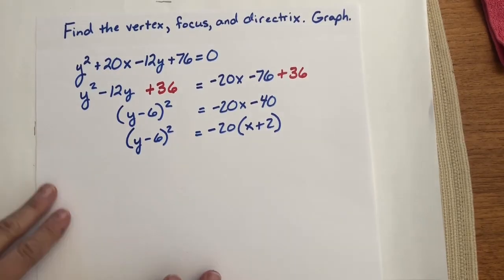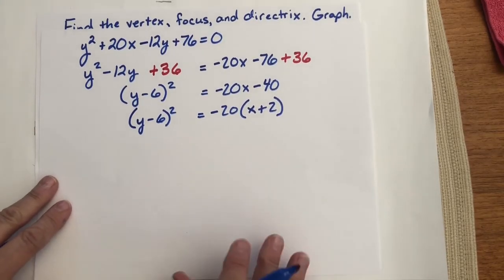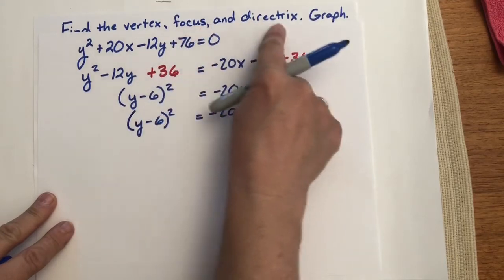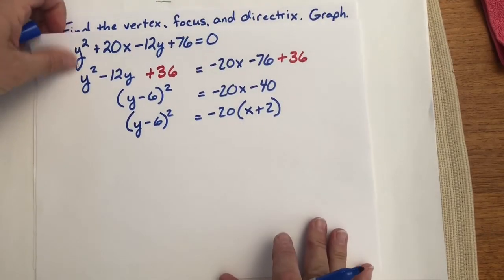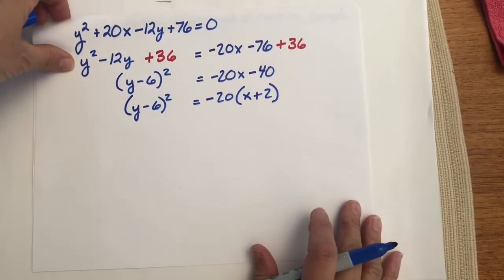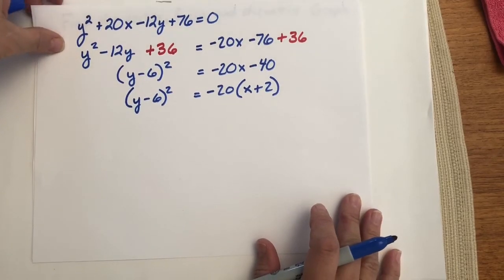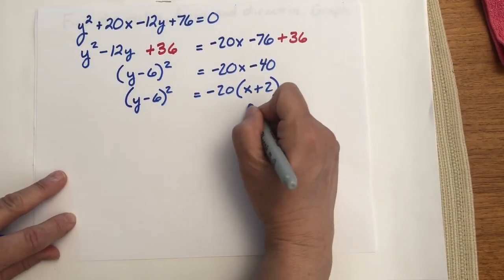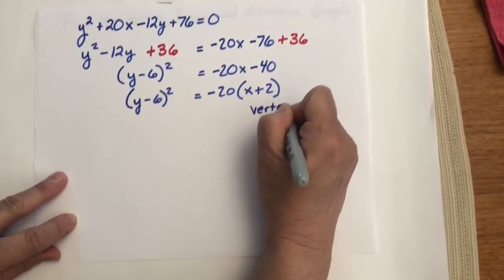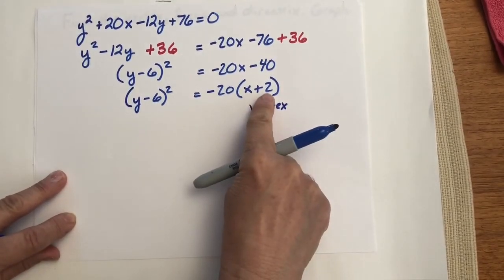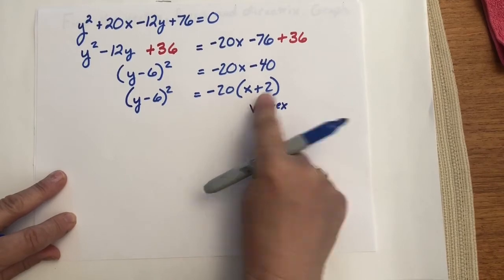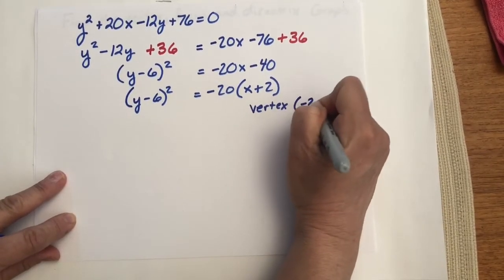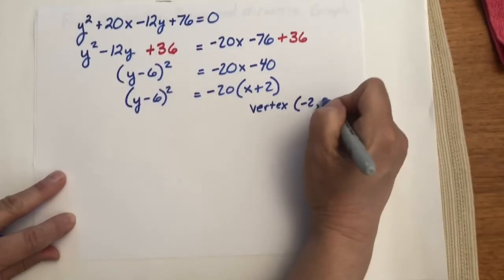And now we can roll through the process of finding the vertex, focus, and directrix, just the same way we did on the previous problem. So let's do it. Let's start with the vertex. X coordinate of the vertex is here, y coordinate is there. It's the opposite of this number, so the vertex is at negative 2, comma 6.